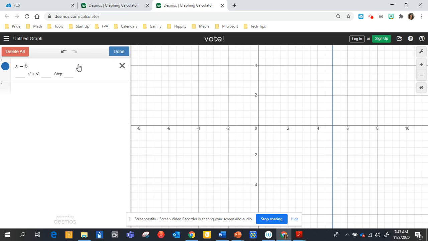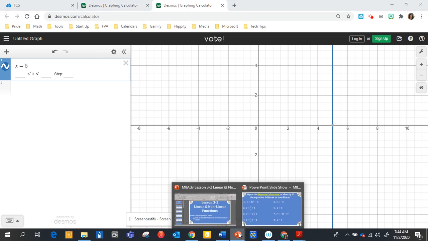We could use it. It's going to make the table, but that's okay. Another thing is, we see that this is linear, but it is not a function. So to be linear, my exponent on my x and y has to be a 1.